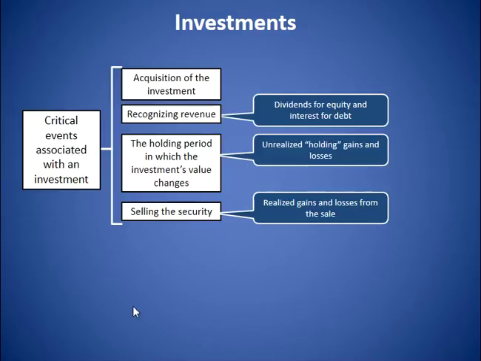Before we go into the details, let's take a look at what are called the critical events associated with an investment. There are basically 4 critical events. The first one is the acquisition of the investment, where we normally record the investment at the market value for which we paid. We're going to record that typically at cost. The second event is recognizing revenue from the investment, and that's typically going to include dividends for equity and interest for debt.